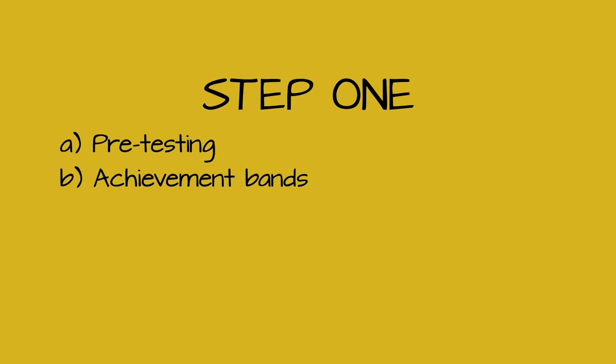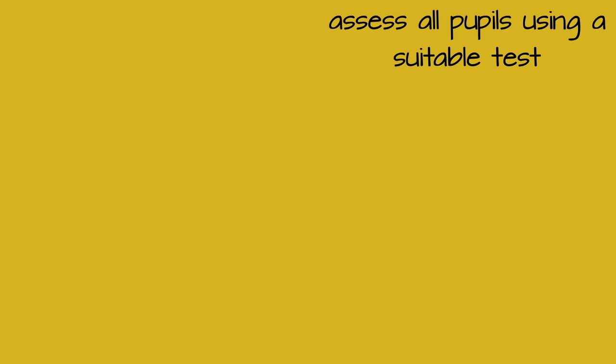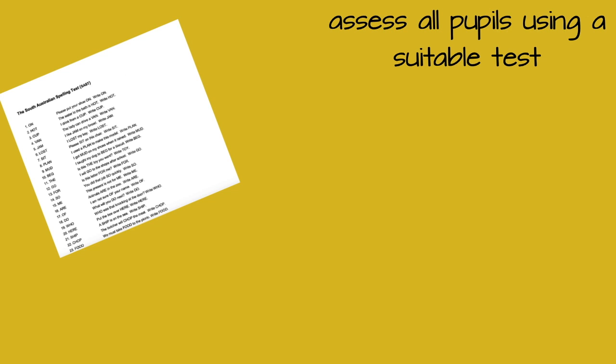I will now take you through the 7 steps of implementing the WordLab program. Step 1. Pre-testing and determining achievement bands. All pupils will need to be assessed using a suitable test. There are a number of tests available online at no cost.